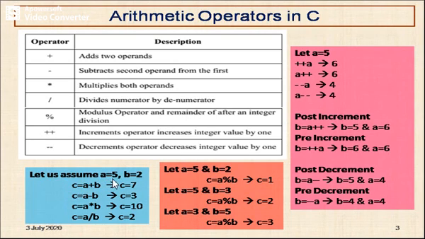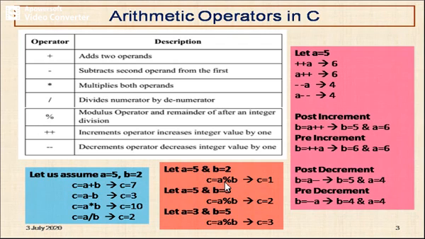Let's assume A is equal to 5 and B is equal to 2. We have used different operators like plus, minus, star, divide, and we can see the corresponding output. A plus B, 5 plus 2, 7. A minus B, 5 minus 2, 3, like this.